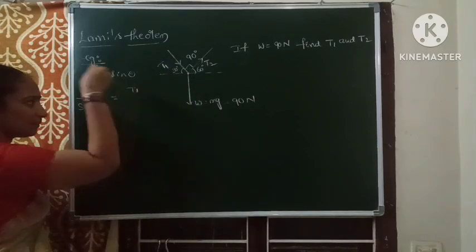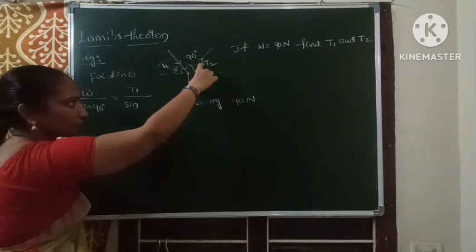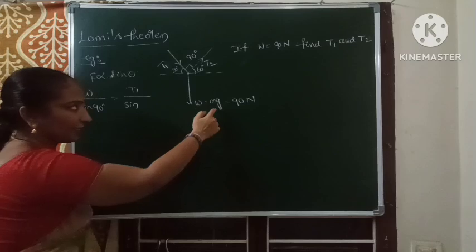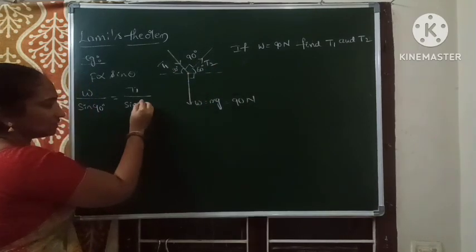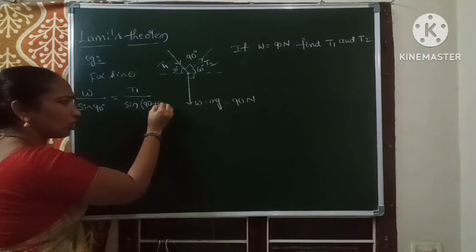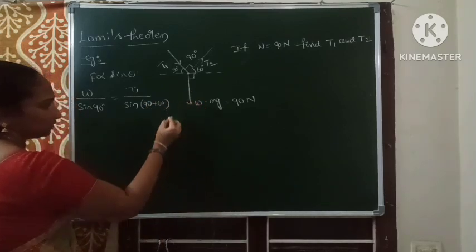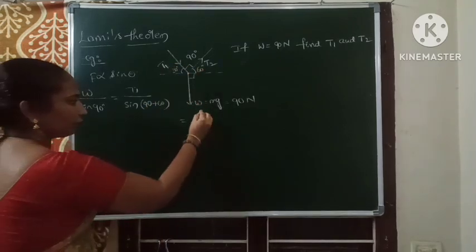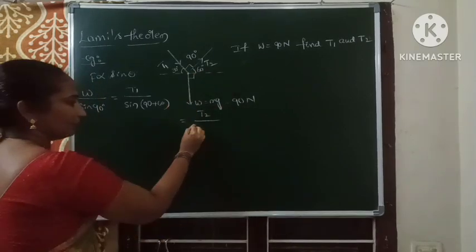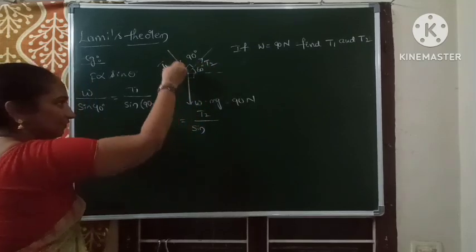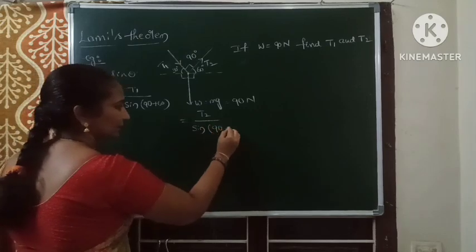Let us consider T1. Its magnitude is T1 by sin of the angle between the two other forces, that is weight and T2. The angle between these two forces is 90 plus 60. Simply you can write directly 90 plus 60, or 150, you can write either way. Then the third force is T2. The magnitude of the third force is T2, and the angle between the two other forces, that is T1 and the weight, here it is 90 plus 30.